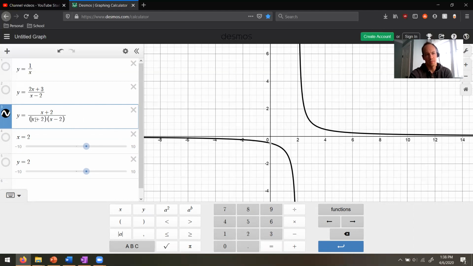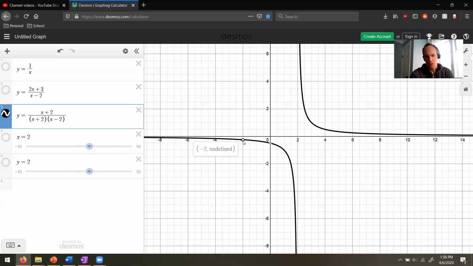What about this one? The astute among you might notice that x plus 2 and x plus 2 cancel out, and that's actually a really important fact. You do not get a vertical asymptote when things start canceling. If I click on the value here, x equals -2, and I go to my graph, I actually notice there's a problem. -2 is undefined. Everywhere else on my graph exists, but for some reason that one point just doesn't exist.